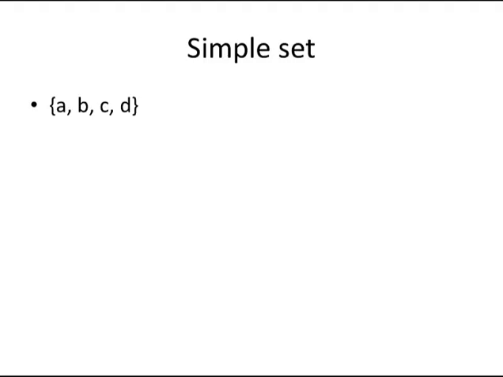So I'm going to talk for a little bit about sets. This should all be review. If this is not review for you, then you should be going through it like crazy, or going back into discrete math or discrete structures. Okay, so here's an example of a very simple set. It has 4 elements. They are A, B, C, and D.